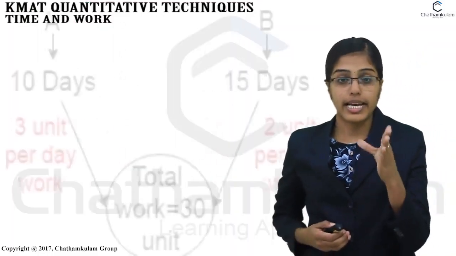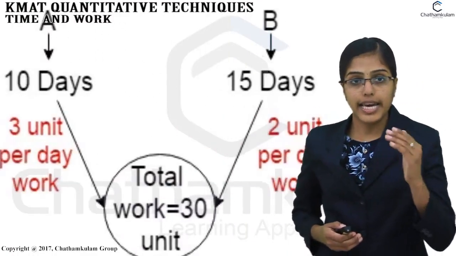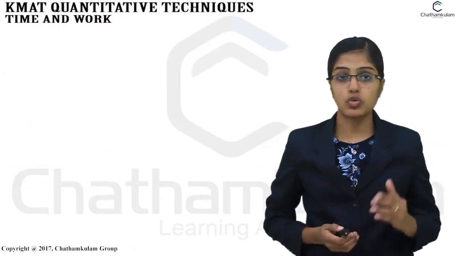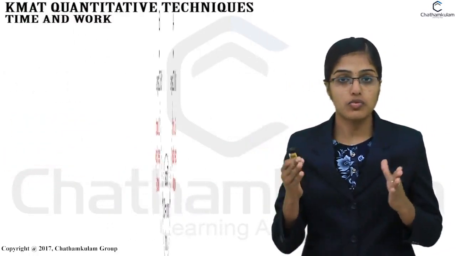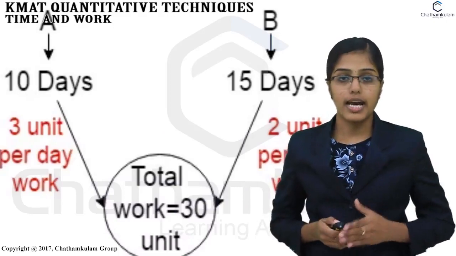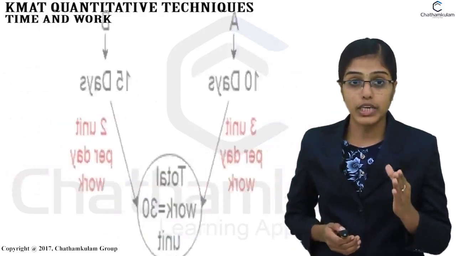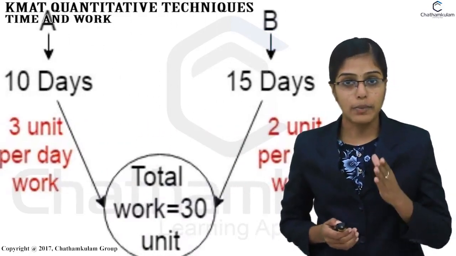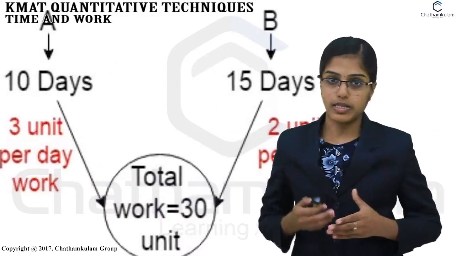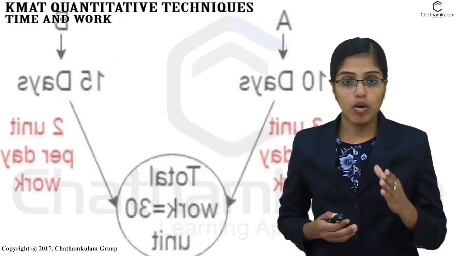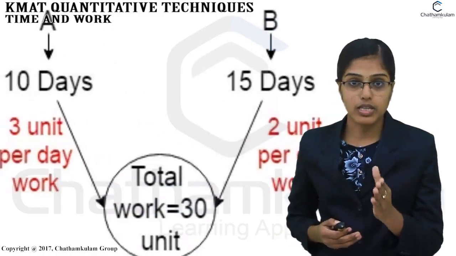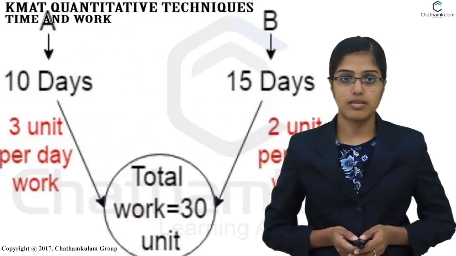See another example. There are 2 persons, A and B. A takes 10 days to complete their work. B takes 15 days to complete their work. A does 3 units per day and B does 2 units per day. Then for both, we can see total work is equal to 30 units.